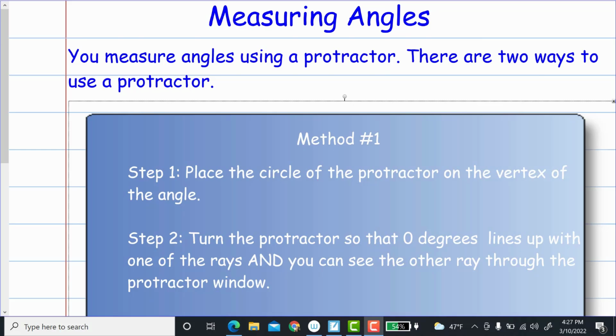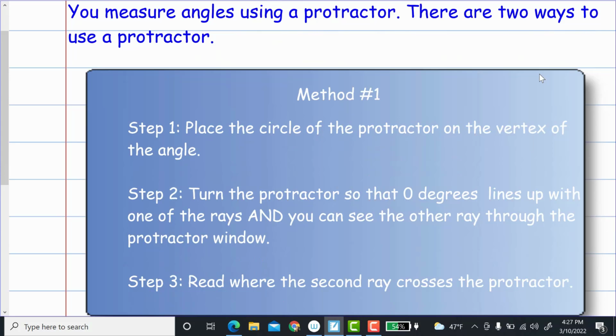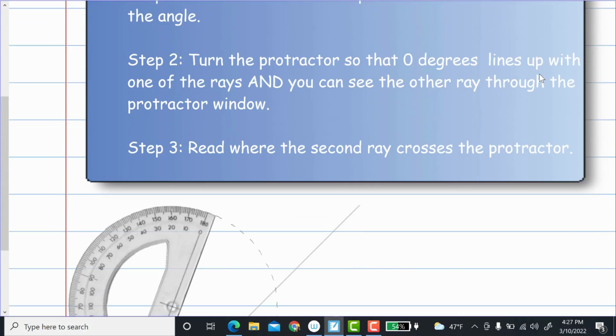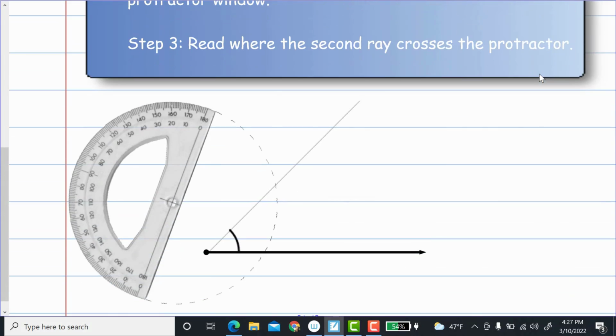Okay, in today's lesson, I'm going to show you how to measure angles using a protractor. So hopefully you were able to get a hold of a protractor. And there's two methods for measuring with a protractor. But before we go over that, I want to go over the different parts of a protractor.